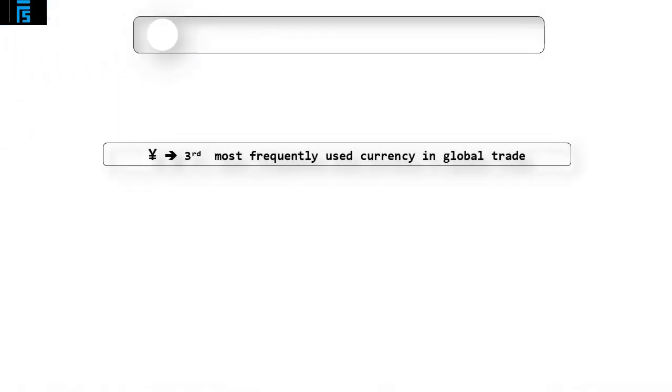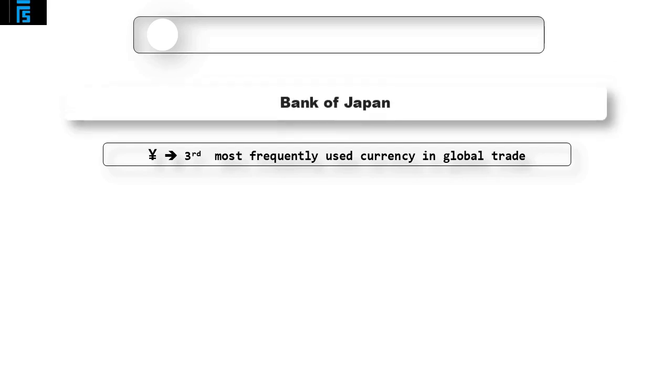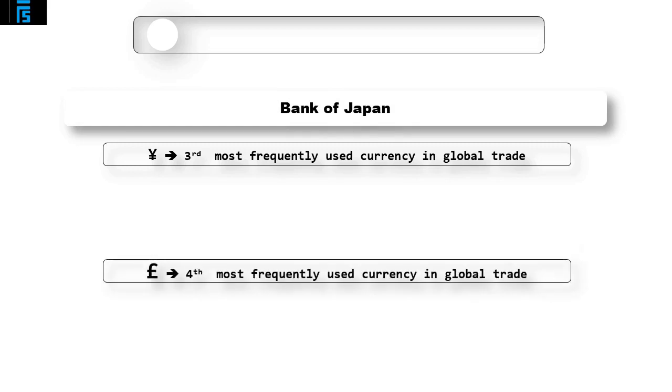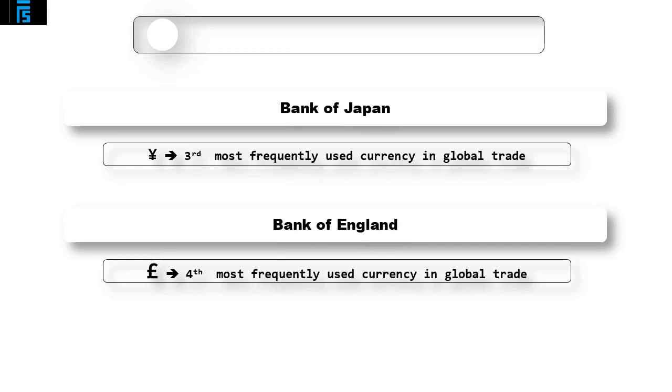The Japanese yen is the third most important currency used for invoicing in global trade and is issued by the Bank of Japan with headquarters in Tokyo. The fourth most important currency traded globally is the Great Britain pound, called the pound sterling. It is issued by the Bank of England, which was established in 1694 and is the second oldest central bank in the world, with the first place belonging to the Swedish National Bank.